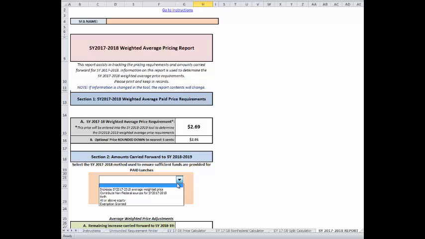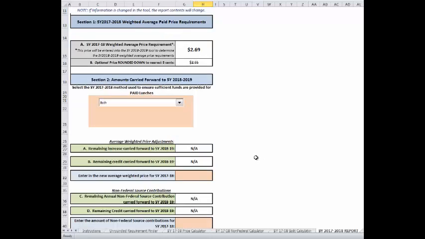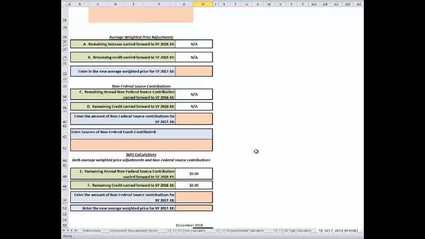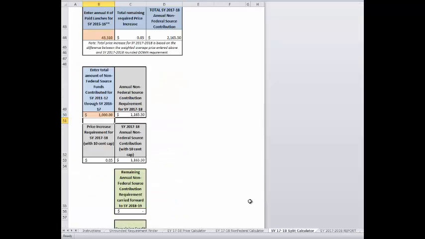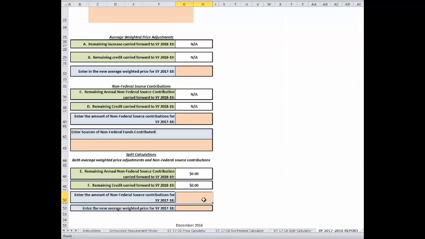Now this sponsor has decided to both do a price increase and contribute non-federal funds. So it will be selecting the both option, option 3 here on the tool. If we scroll down a little more, we're going to see a subsection, Split Calculations. So here we're going to enter the amount of non-federal source funds the sponsor needs to contribute. And that number is going to come by, if we take a quick look at the previous tab, $1,165.50. So that's what we're going to enter here.